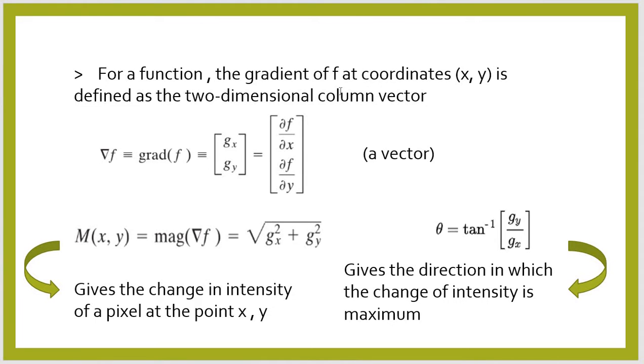For a function f, the gradient at coordinates (x, y) is defined as the two-dimensional column vector grad f, given as partial f by partial x, partial f by partial y. As this is a vector, it can be characterized using magnitude and phase. Magnitude is given as the square root of gx squared plus gy squared, and phase is given as tan inverse of gy by gx. Magnitude gives the change in intensity of a pixel at the point (x, y), and phase gives the direction in which the change of intensity is maximum.